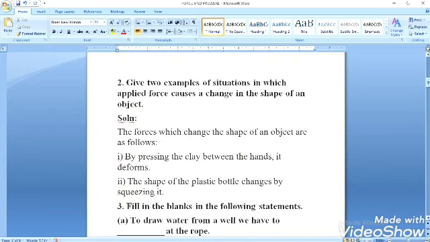Second question, give 2 examples of situations in which applied force causes a change in the shape of an object. It's a very simple question and I also gave it in your first video. So you can skip or write the answer. First one, by pressing the clay between the hands, it deforms. Its shape changes. The shape of a plastic bottle changes by squeezing it. You can write other examples, like the balloon. Then third one, fill in the blanks in the following statements.